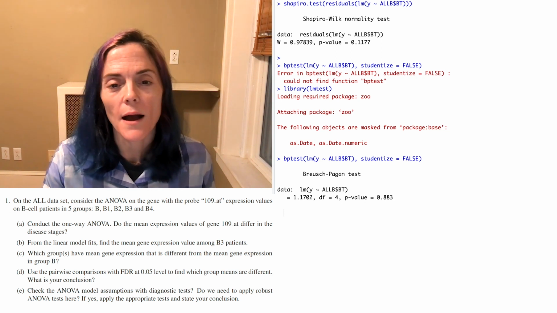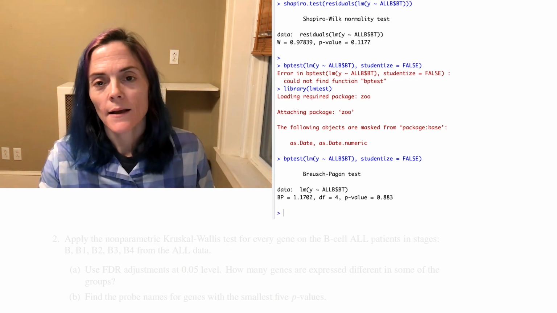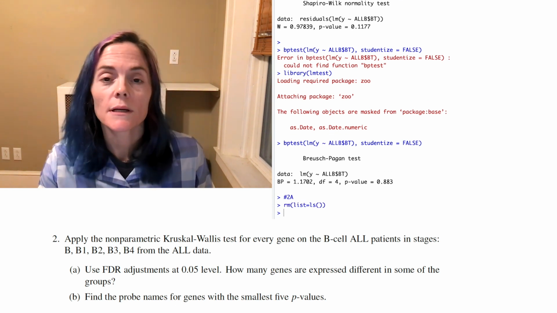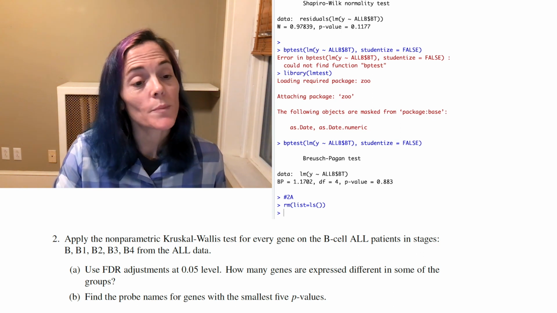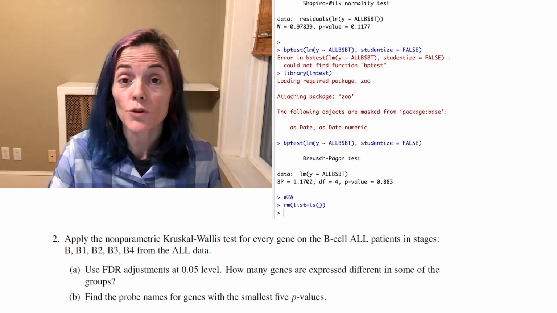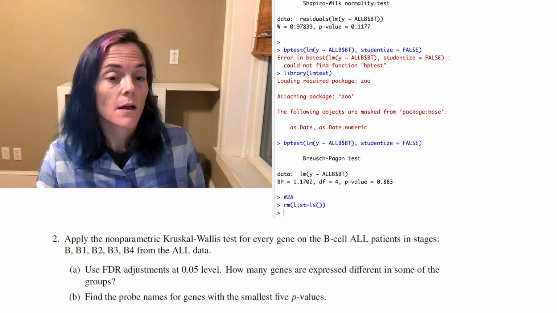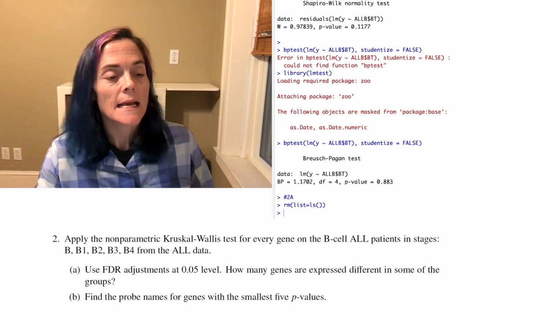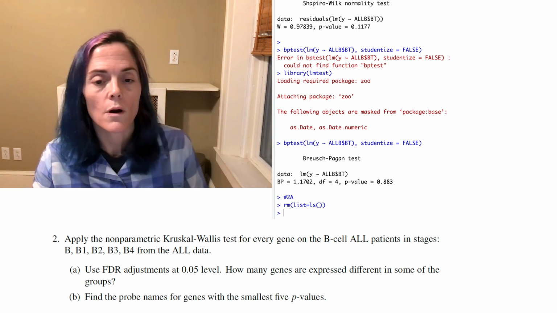Okay, that was a big problem. So we are finished with the first question. We will move on to number 2, clear my saved objects. Number 2, we want to apply the non-parametric Kruskal-Wallis test for every gene on the B cell ALL patients in stages B, B1, B2, B3, and B4.